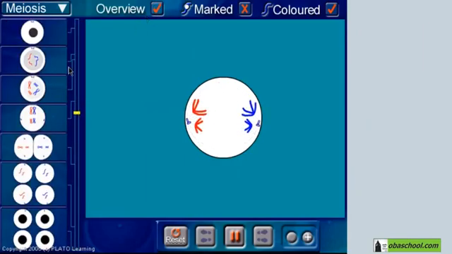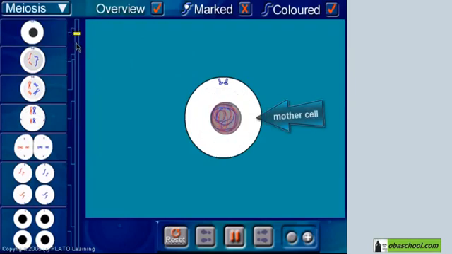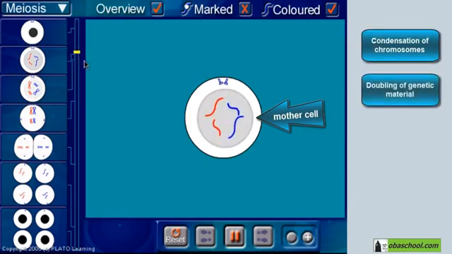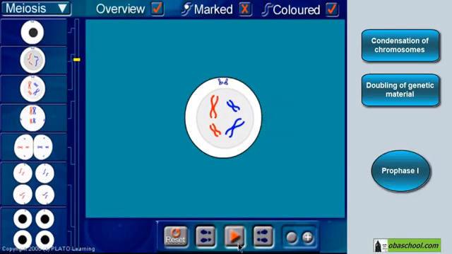Let's start at the very beginning. We start with one cell. We have the condensation of the chromosomes, we have the doubling of the genetic material, and so on. And now we are at prophase of meiosis 1. So, prophase 1.